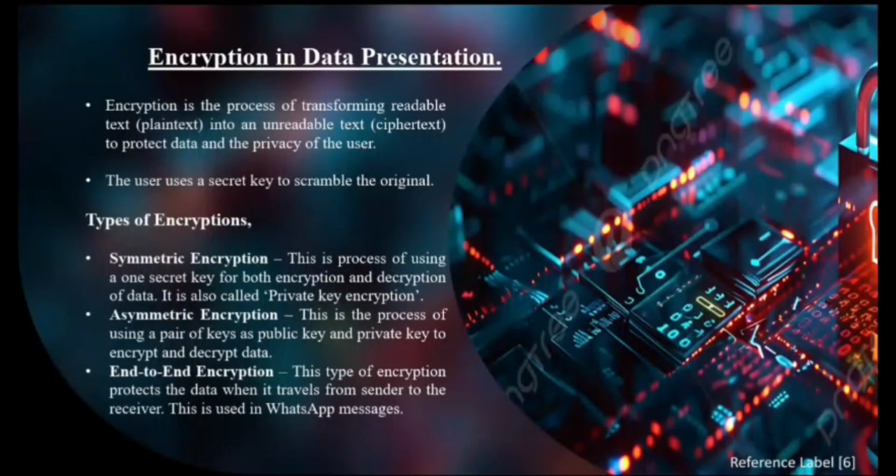Types of encryption. Symmetric encryption. This encryption uses a secret key for both encryption and decryption, and this is also called private key encryption. Asymmetric encryption uses a pair of keys, a public key and private key, to encrypt and decrypt data. End-to-end encryption. This encryption protects data as it travels from sender to receiver, like in WhatsApp messages.